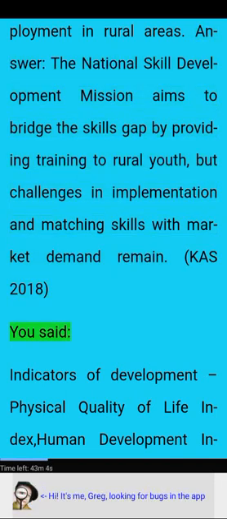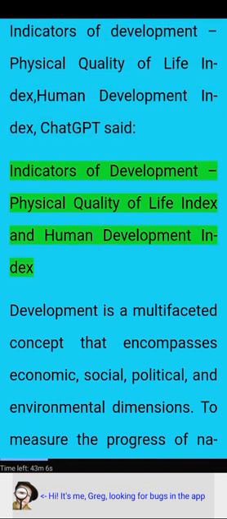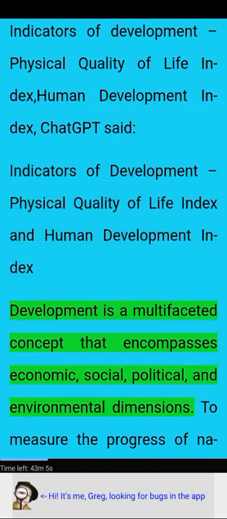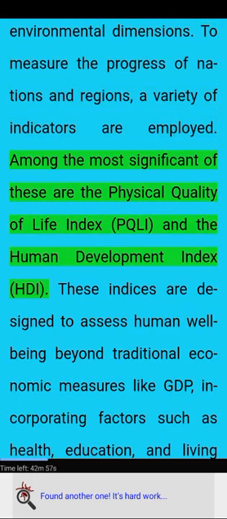CAS 2018. Indicators of development, physical quality of life index and human development index. Development is a multifaceted concept that encompasses economic, social, political, and environmental dimensions. To measure the progress of nations and regions, a variety of indicators are employed. Among the most significant of these are the physical quality of life index (PQLI) and the human development index (HDI).